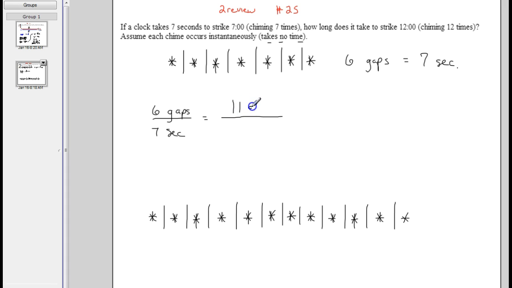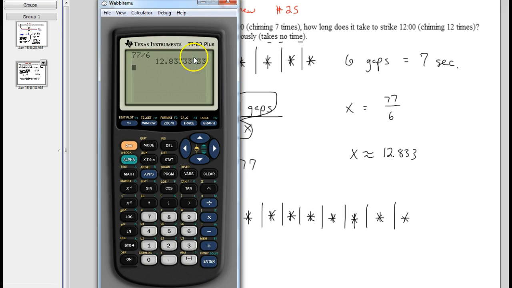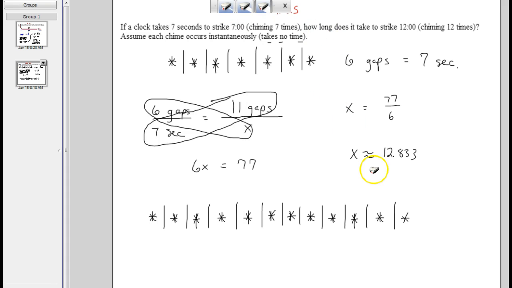So the question now is, if it takes 7 seconds for 6 gaps, how long is it going to take for 11 gaps? And you end up with this proportion to solve. So 6 times x is equal to 11 times 7, which is 77. And then you divide both sides by 6. So x equals 77 divided by 6. Then if I do that on a calculator, I get 12.833. Alright, and they would want you to round this to 2 places. So that would be 12.8.